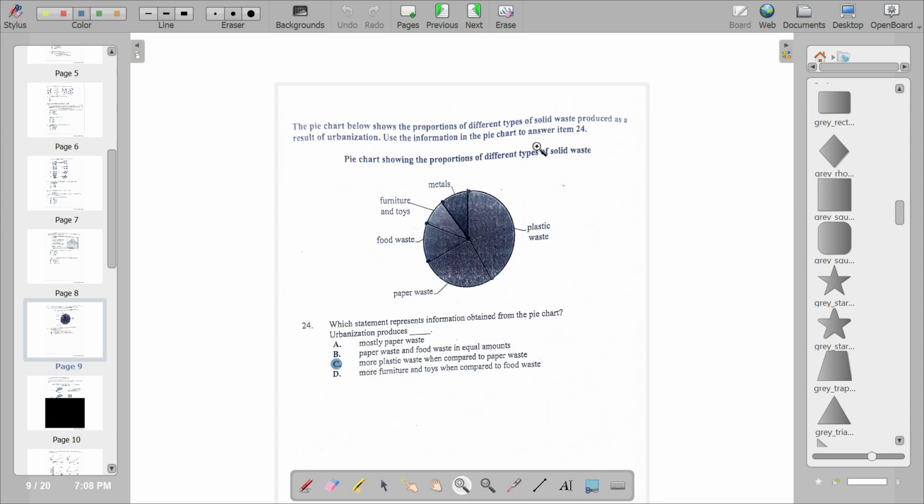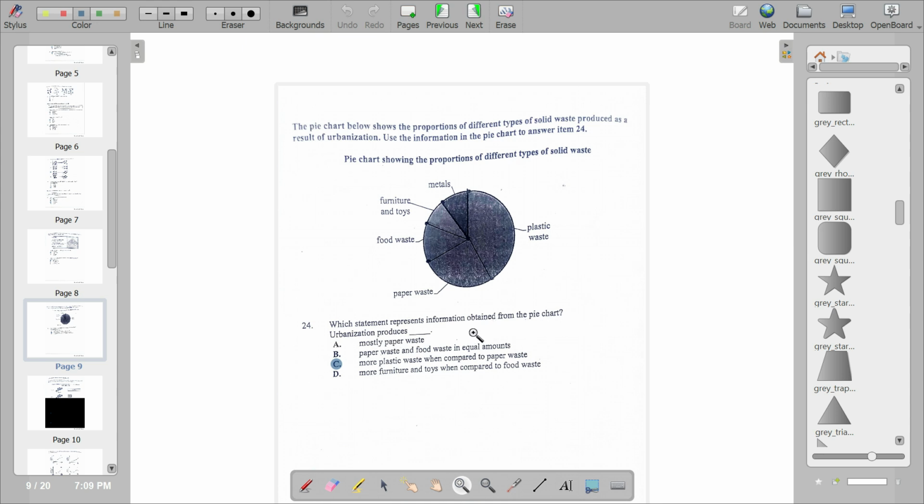Use information in the pie chart to answer item 24. So, a pie chart showing the proportions of different types of solid waste. It has metal, furniture and toys, food waste, paper waste, and plastic waste. So here's the question now. Which statement represents information obtained from the pie chart?